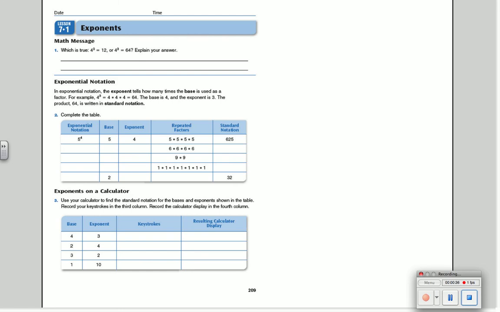I want you to try to solve this one by yourself. The question asks, which is true? 4 to the third power equals 12, or 4 to the third power equals 64? Explain your answer. Please pause the video and check in with me.